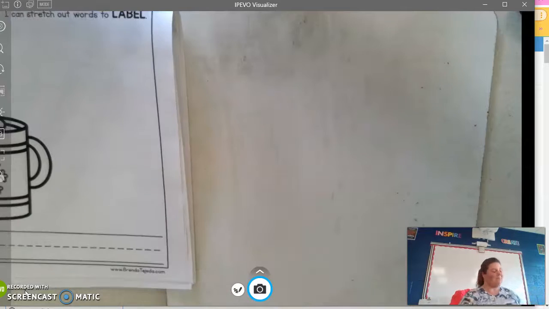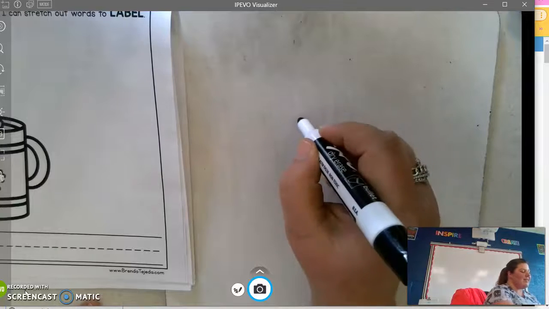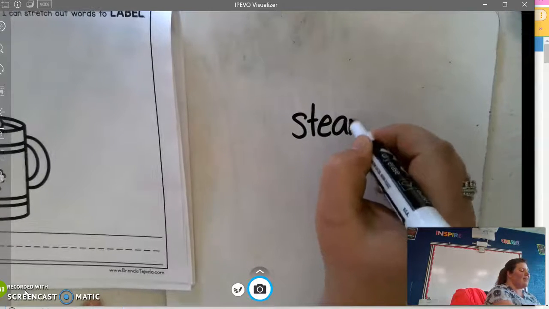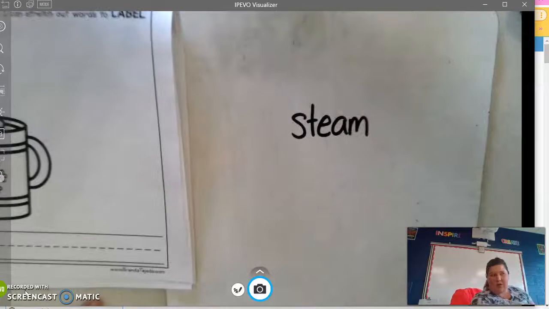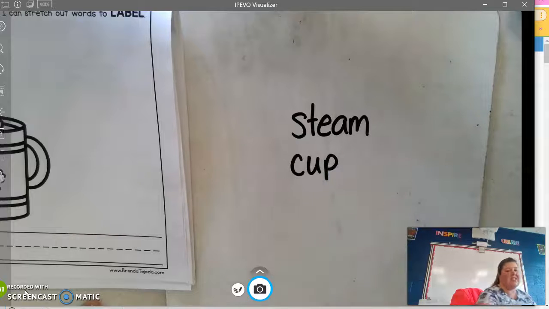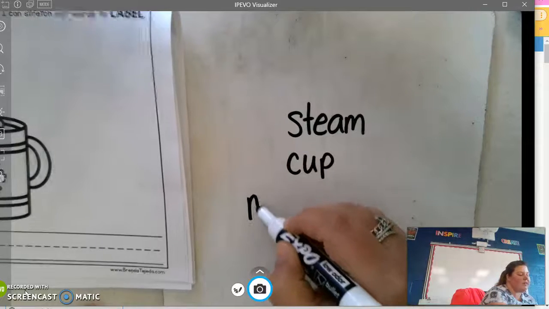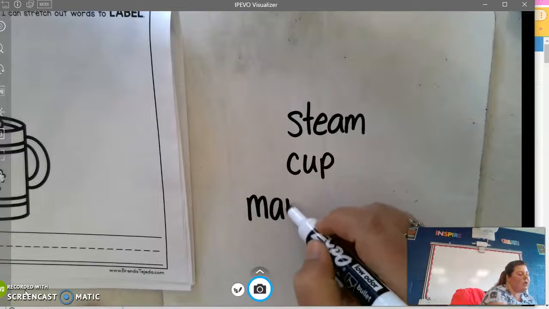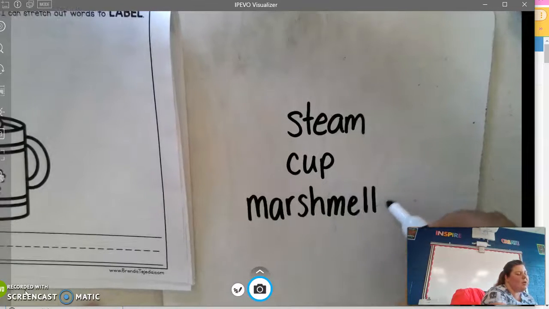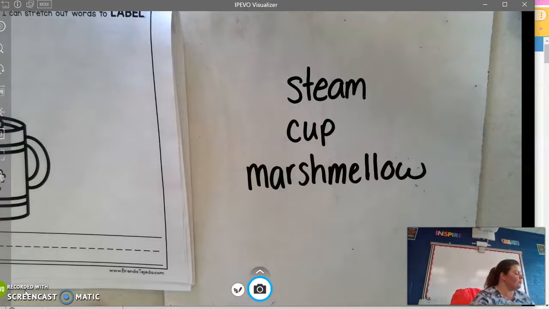So one of the first things that I see when I look at this picture is steam. This tells me that this cup is hot. Also, it tells me that I have a cup of something. There's a cup. There might be marshmallows on the top. Marshmallow is a long word. Marshmallow. Super long word for marshmallow.